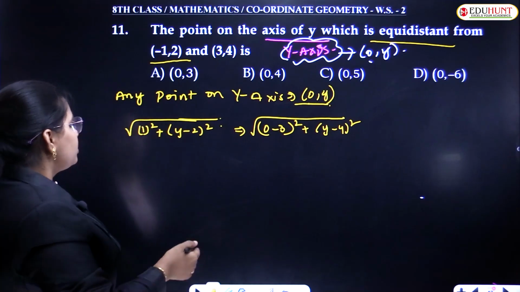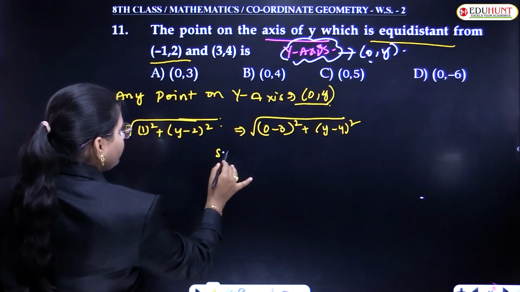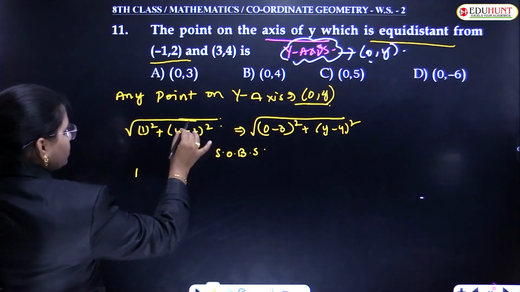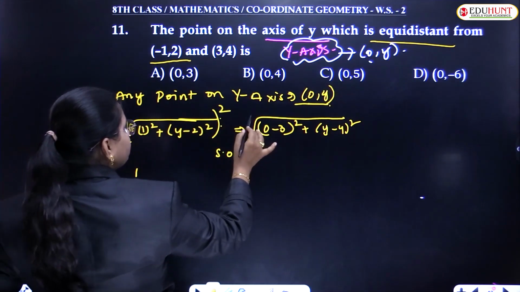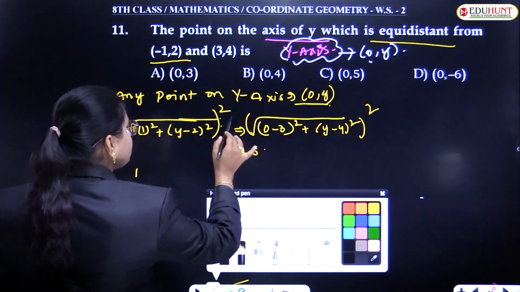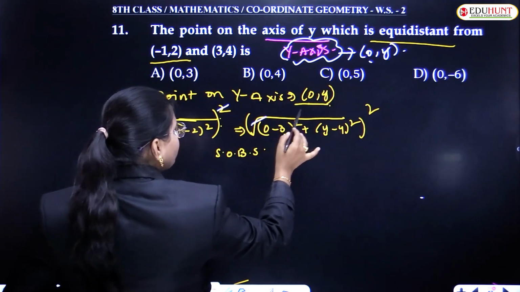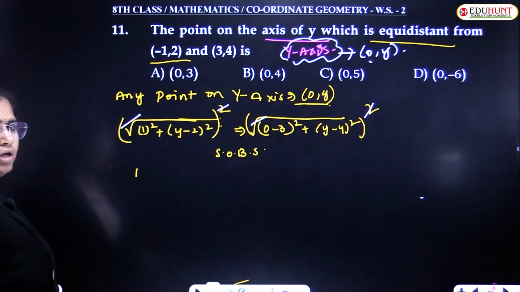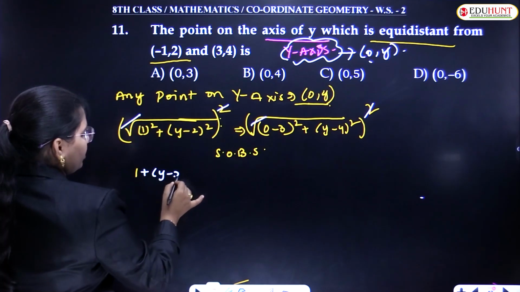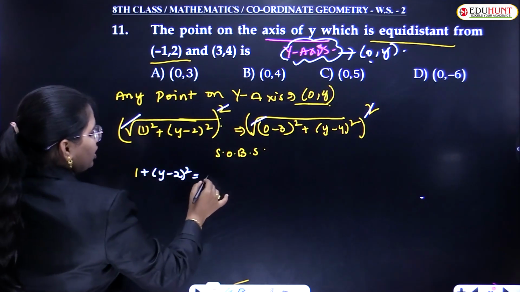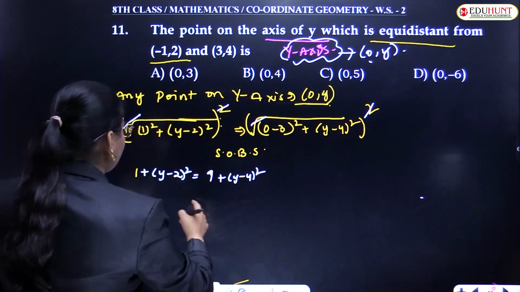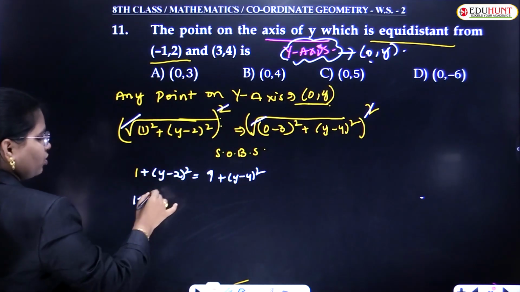I made them equal, so just apply squaring on both sides. The square root will cancel. So what are we left with? 1 square is 1 plus (y minus 2) whole square is equal to 3 square, which is 9, plus (y minus 4) whole square.